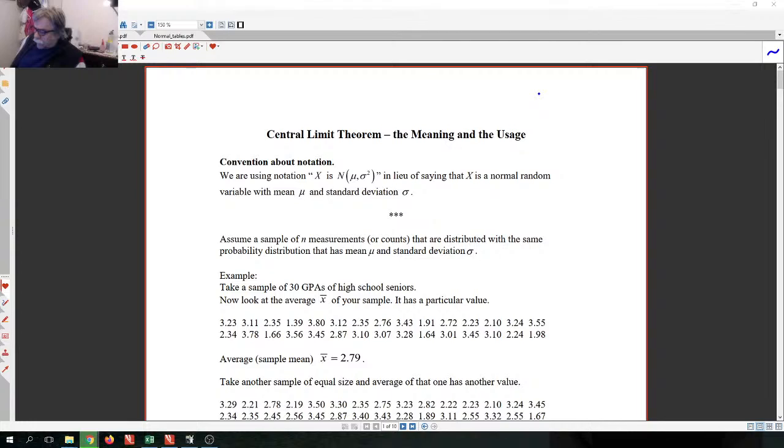Okay, the topic of today's lecture is Central Limit Theorem. Central Limit Theorem is a three-word for some fact or facts about the sampling distribution.